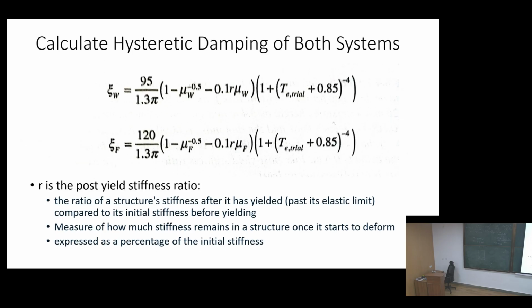So we know what mu W is. We know TE trial, rest of them are numbers. There's one factor here which is called R. R is the post-yield stiffness ratio. What does that mean? So ratio of stiffnesses after yielding and before yielding. So the ratio of a structure's stiffness after it has yielded past its elastic limit compared to its initial stiffness, right?